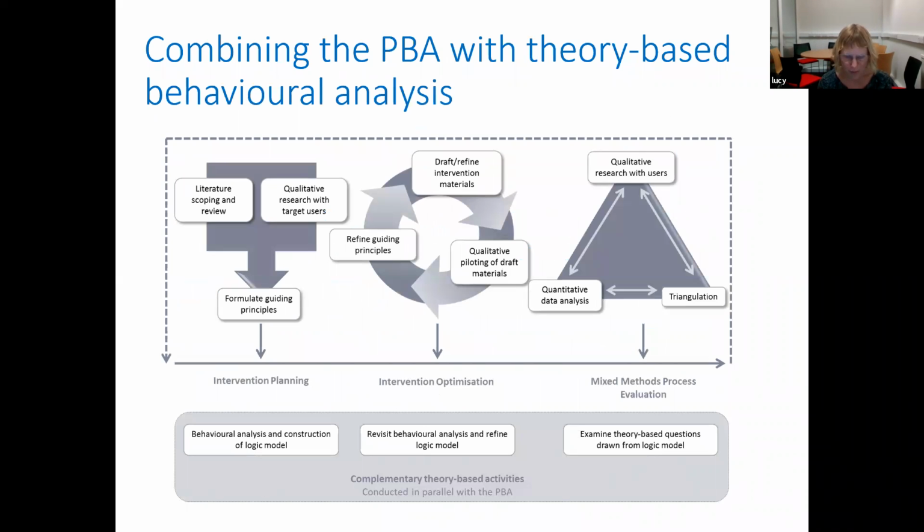So this is a lovely diagram that Leanne Morrison developed, illustrating the key elements. The planning stage that I talked about, where we formulate guiding principles, often based on literature scoping, as well as qualitative research with target users. Then we move into developing and optimizing and refining the intervention, and then finally into implementing it and using mixed methods to see how it's going in the real world. And there are complementary theory-based activities that go alongside it. So at the start, alongside our person-based approach, you would normally be doing behavioural analysis and creating your logic model, and then later refining the logic model, and at the process analysis stage, looking at theory-based questions drawn from the logic model. So what we're trying to do is complement that theory-based progression.